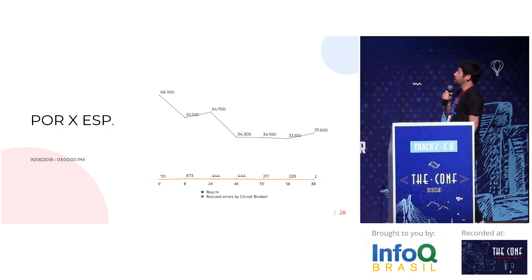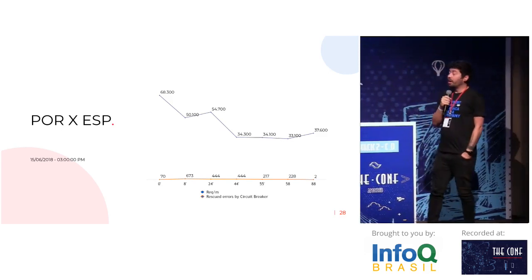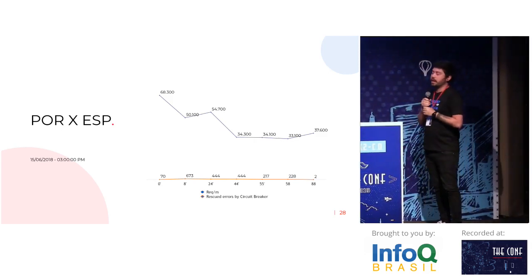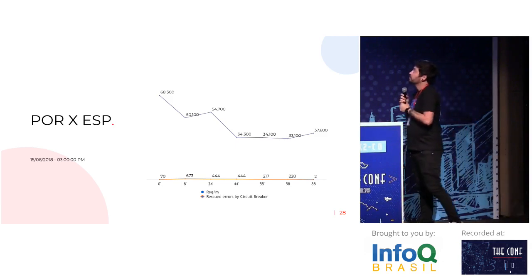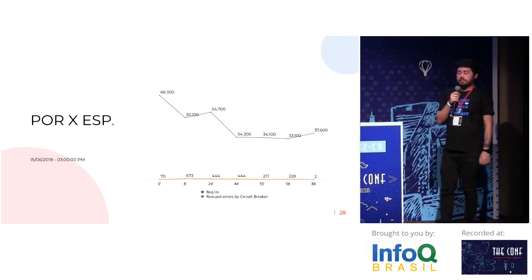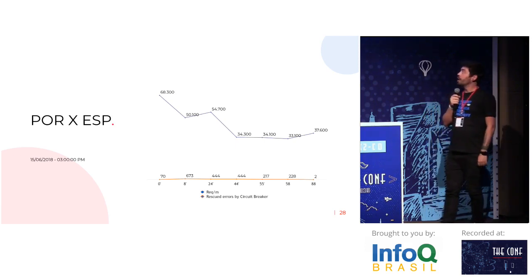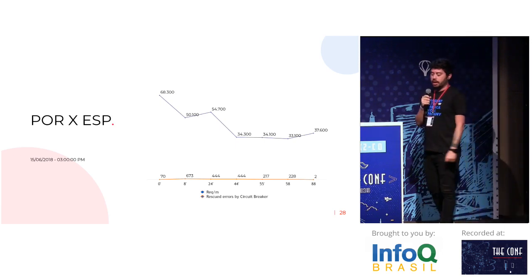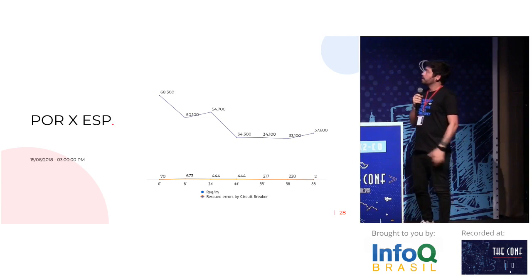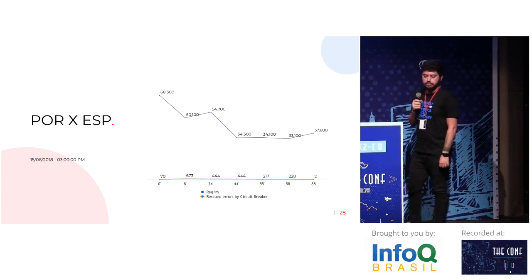This match was Portugal and Spain. We had a lot of audience in this match, maybe because of Cristiano Ronaldo, I don't know. And my blue number is my throughput, my requests per minute. So we have a lot of users trying to start to watch this match. And at minute 0, you have 70 users rescued by our circuit breaker.